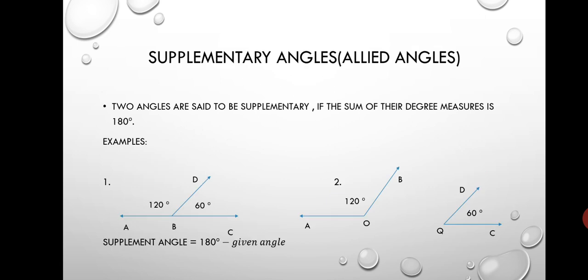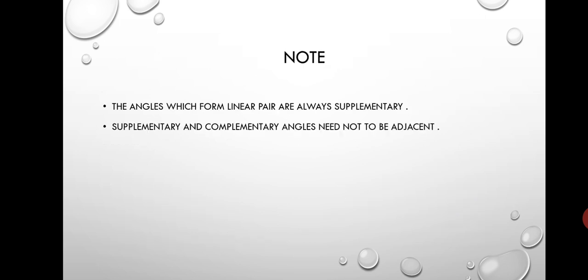Supplementary angles. It is similar to complementary. Two angles are said to be supplementary if the sum of their degree measures is 180 degrees. So any two angles whose addition is 180 degrees are supplementary angles. Again, they may be adjacent or they may be different angles. Here 120 and 60, 180 degrees. In the second also 120 and 60, 180 degrees. Whenever we want to calculate the supplement of an angle, the only thing you have to do is 180 minus the given angle.